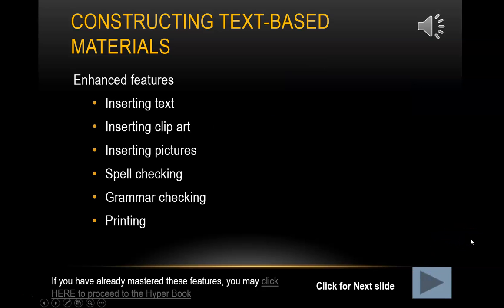To produce an effective text-based resource for an online program, you need a little more than just those basic features that we looked at. So again, to make sure that you've grasped these fundamental features, we're going to look at how to insert text. And here we're talking about inserting text that we've probably gleaned off of a website. How to insert clip art, how to use clip art in Microsoft Word. How to insert a picture that we might have downloaded from the internet. We'll spend a slide or so showing you how to do spell and grammar checking. And then finally, how to print your basic text.